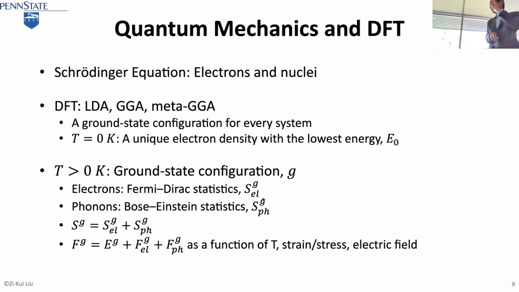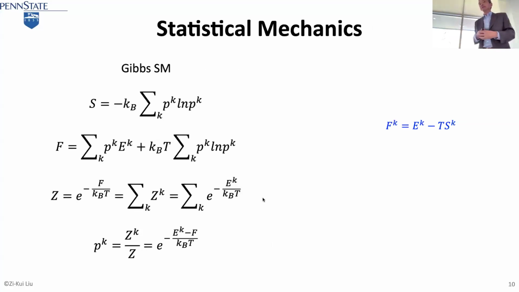And remember, this is only one configuration, right? But when the temperature increases, you get so many configurations. Just calculate all of them. So that's what statistical mechanics does. Okay, I have all of them, put them together, that's what you get. So statistical mechanics gives the entropy, free energy, the partition function and probability. You can calculate them all.